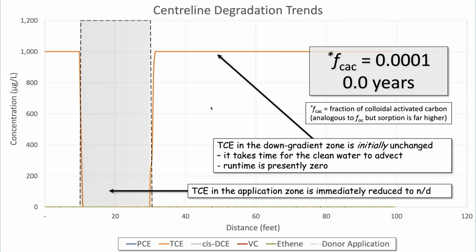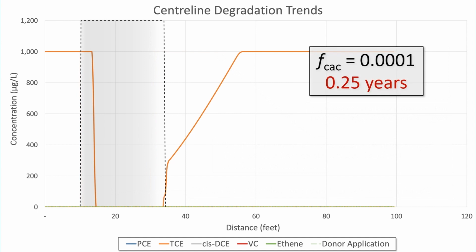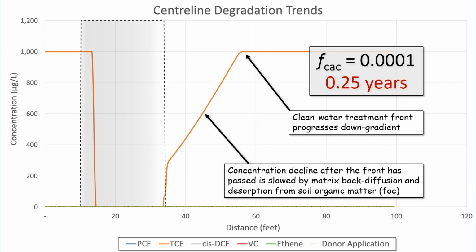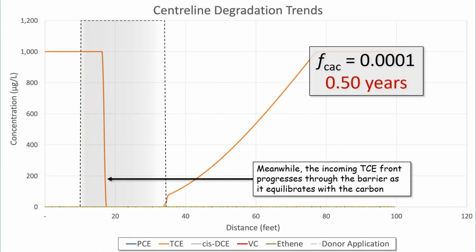So let's start to increase the runtime. A quarter of a year, 3 months. The clean water front has now started to move down gradient, and so we can see there's a bit of a clean space starting to appear, but the concentration decline is not instant because we're going to be getting some matrix back diffusion and desorption from the soil organics holding it up. As time moves forward, half a year, we can see the clean water zone starts to increase, back diffusion starts to tail off a bit, the concentrations drop, but we're starting to see a front of contaminated water beginning to make its way through the barrier.